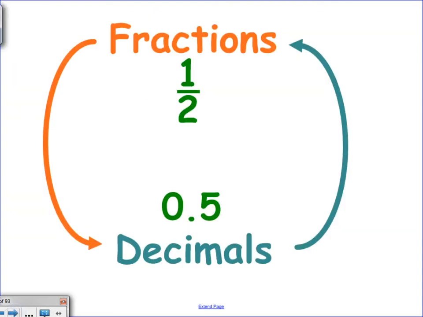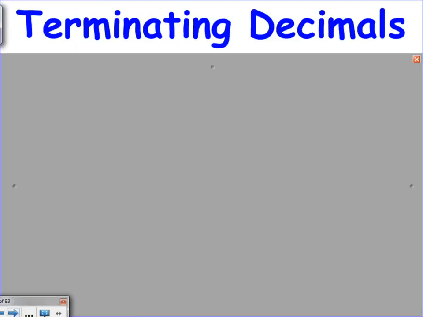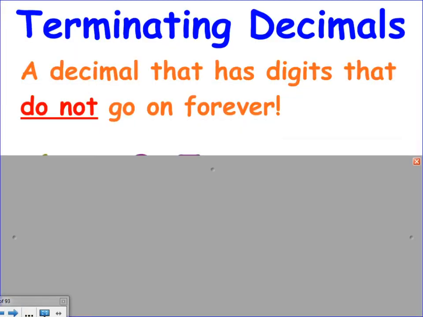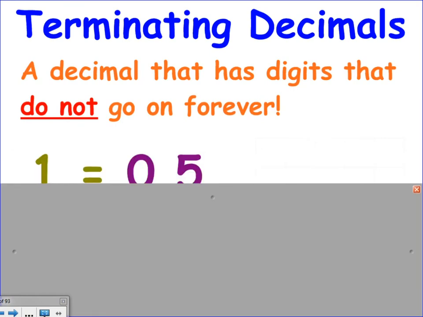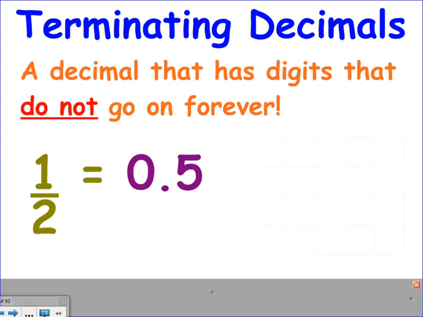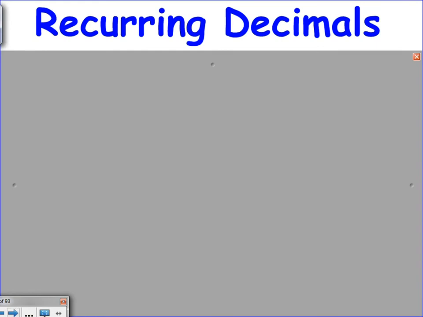Okay, last 10 minutes. We're going to talk about fractions and the various types of fractions that you get. When a fraction is nice and neat, when you divide 1 by 2, I get this lovely 0.5, okay? And that's what we call a terminating decimal. So a terminating decimal is a decimal that has digits that don't go on forever. So a half is 0.5. It's an example of a terminating decimal. I have to show you this because it's in the spec. I've never seen a question on it. But I have seen questions on these.